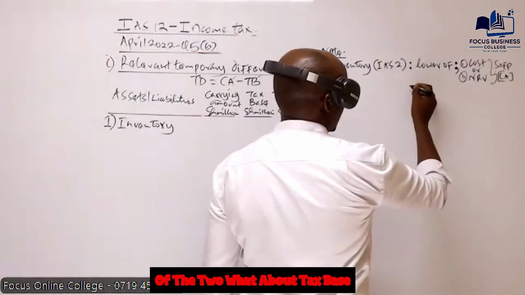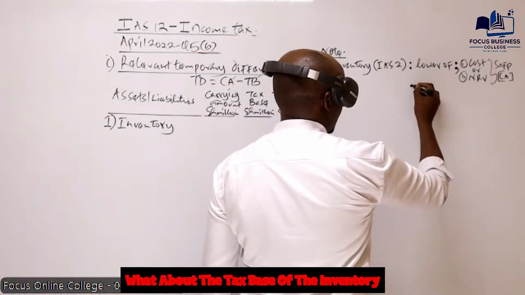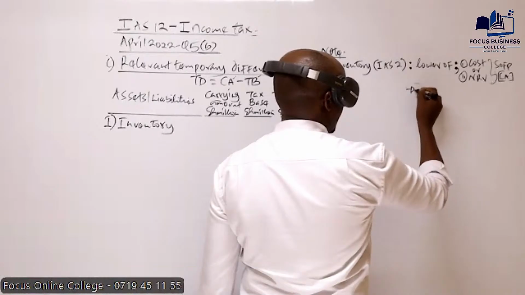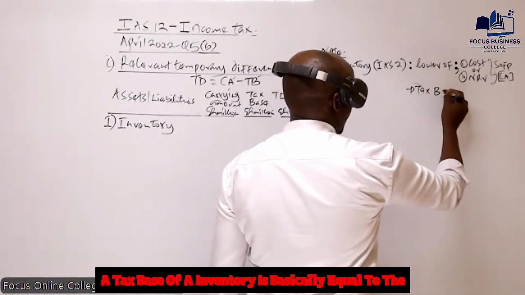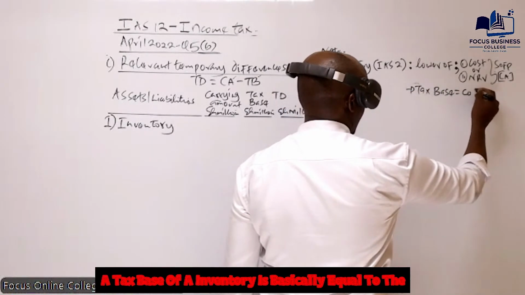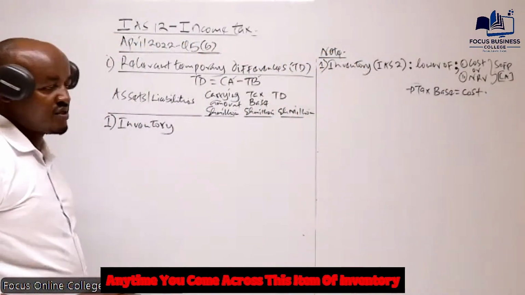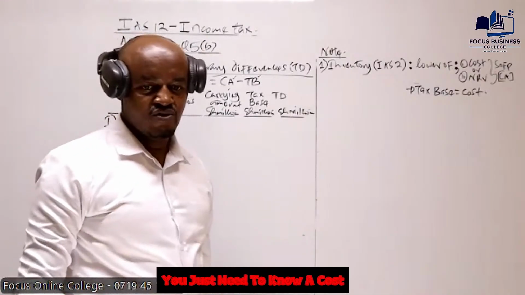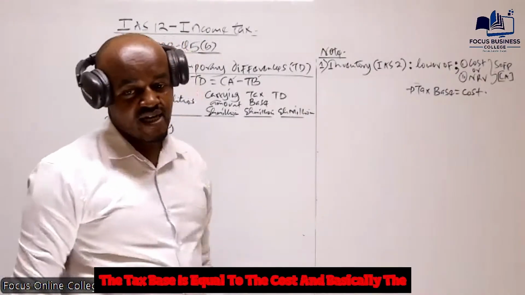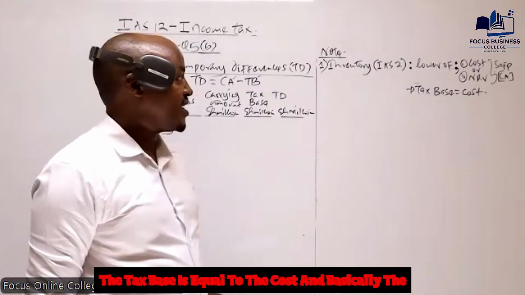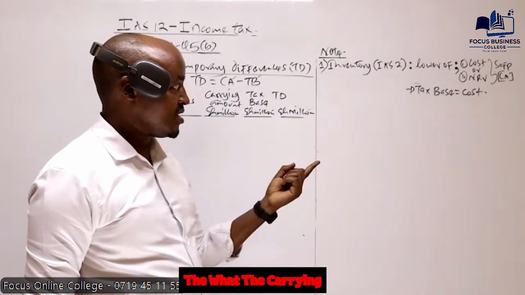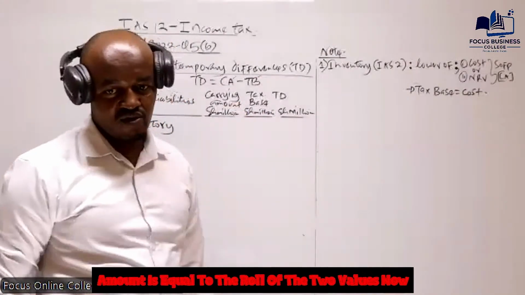What about the tax base of the inventory? The tax base of inventory is basically equal to the cost. That is what you just need to know. Anytime you come across this item of inventory, we just need to know the cost. The tax base is equal to the cost, and the carrying amount is equal to the lower of the two values.